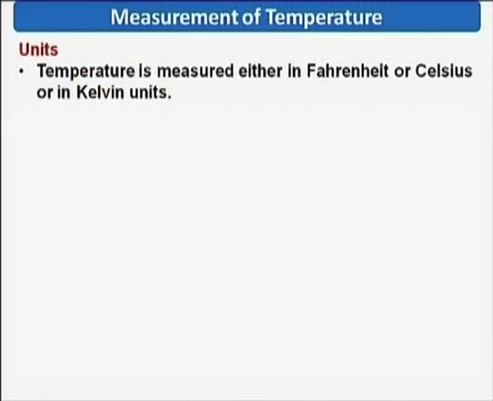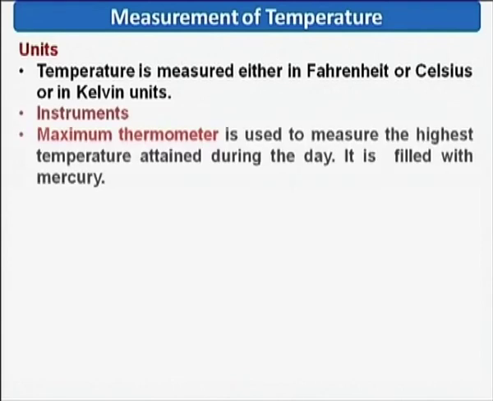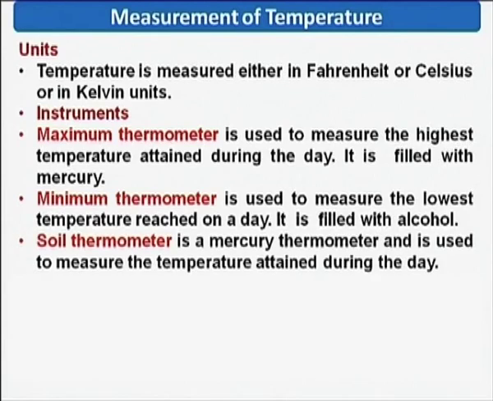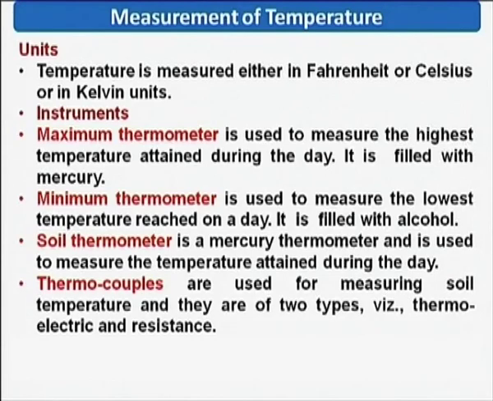Then measurement of temperature. Temperature is measured either in Fahrenheit, Celsius or Kelvin units, and the instruments are: the maximum thermometer, used to measure the highest temperature attained during the day. It is filled with mercury. The minimum thermometer is used to measure the lowest temperature reached on a day. It is filled with alcohol. The soil thermometer is a mercury thermometer and is used to measure the soil temperature attained during the day.